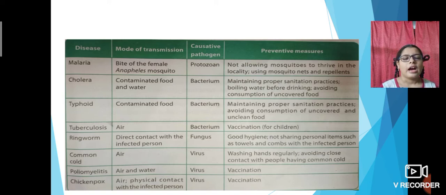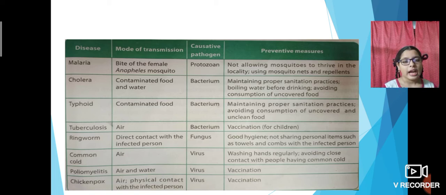So malaria, the mode of transmission means how malaria is caused. It is because of the bite of the female anopheles mosquito. These mosquitoes carry the malaria disease and spread it to other healthy people. The causative pathogen is a protozoan, and the preventive measures, meaning how to avoid malaria, are not allowing mosquitoes to thrive in the locality, and using mosquito nets and repellents.